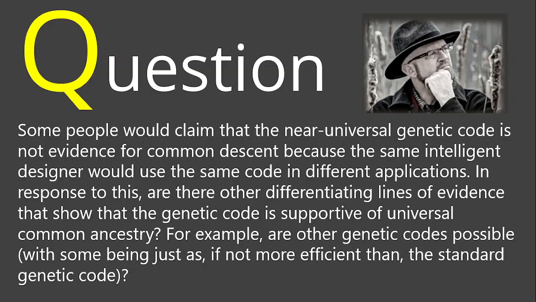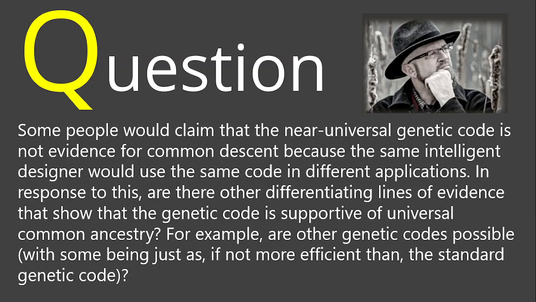All right, so here's our first question. Some people would claim that the near universal genetic code is not evidence for common descent because the same intelligent designer would use the same code in different applications. In response to this, are there other differentiating lines of evidence that show that the genetic code is supportive of universal common ancestry? For example, are other genetic codes possible, with some being just as, if not more efficient than, the standard genetic code? Really fantastic question.